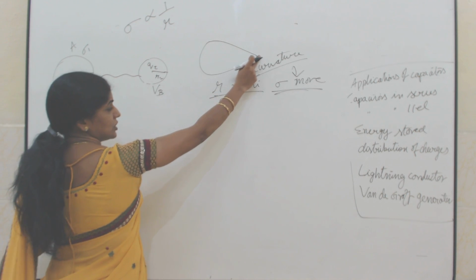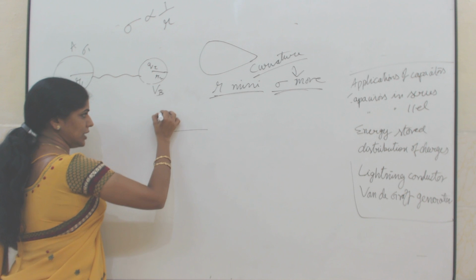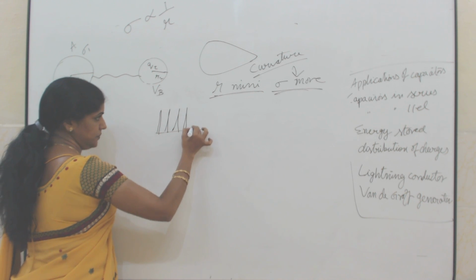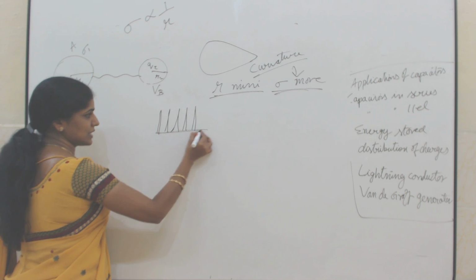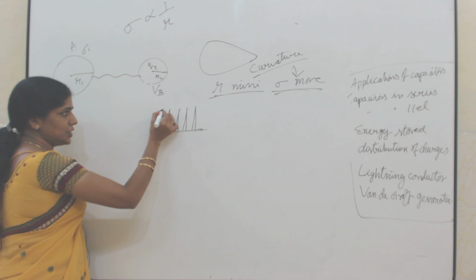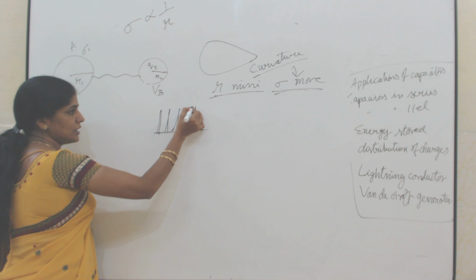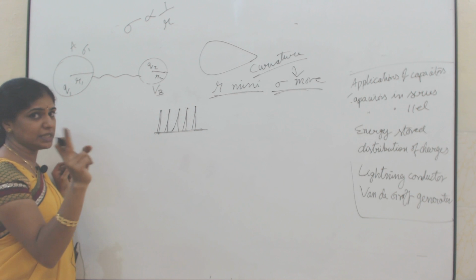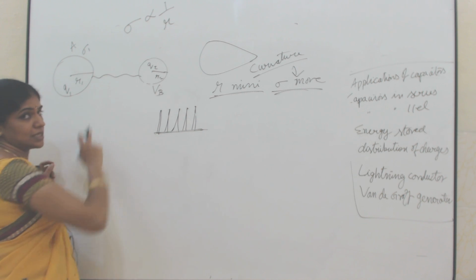So, here this is the sharp end of a conductor, or you take a conductor like this shape, like a comb shape, or like it looks like spikes. So, at these sharp ends of this conductor the radius is very less. If the radius is very less, the surface charge density is more.